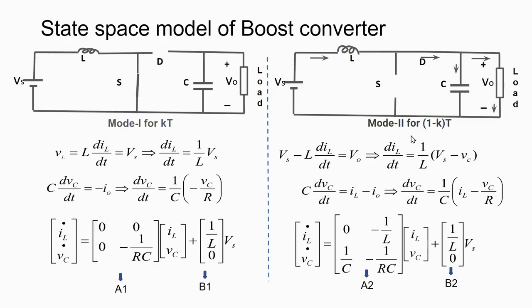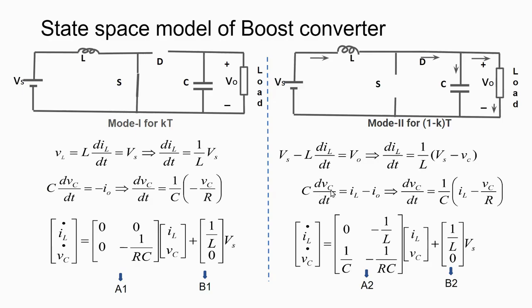Similarly, for mode 2, during which we keep the switch in the off condition, the diode will be in the on condition. Again we can write the voltage across the inductor and the current through the capacitor. The voltage across the inductor can be written as Vs minus L di by dt equal to Vo, which gives dIL by dt equal to 1 by L into Vs minus Vc.